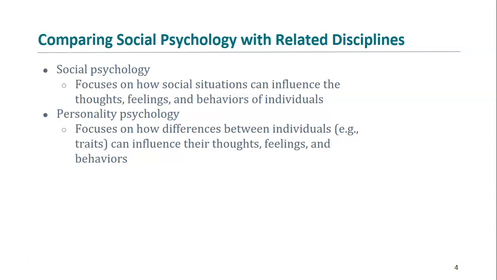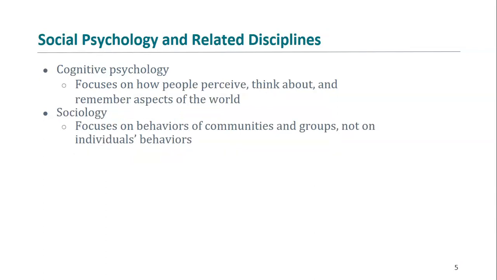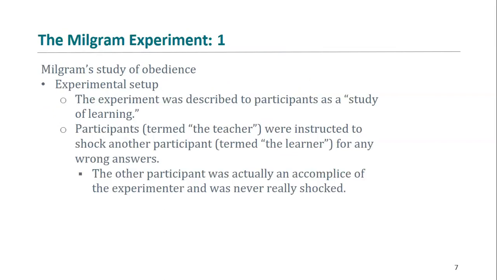This is distinct from personality psychology, which focuses on intra-individual variables as opposed to the inter-individual variables in social psychology. It's also distinct from sociology, which focuses on the behaviors of groups rather than on individuals. Sociology and social psychology are closely related, but they are not exactly the same thing.